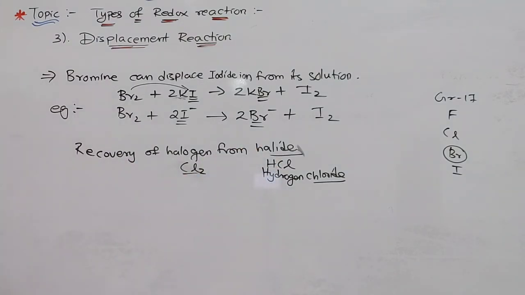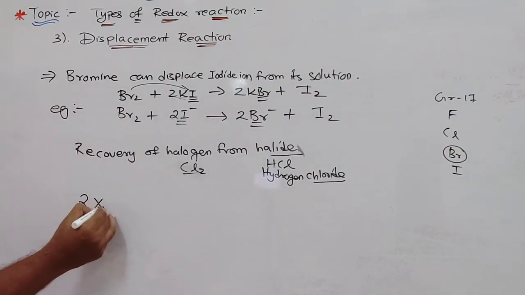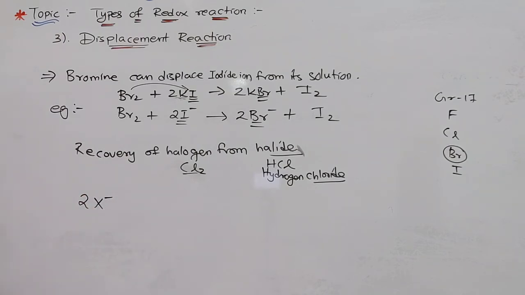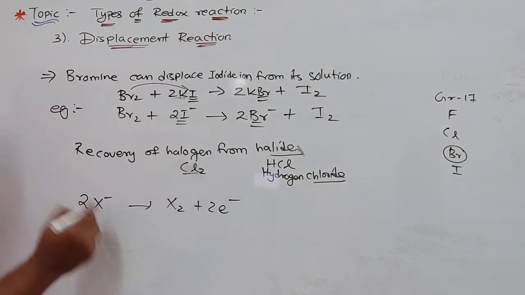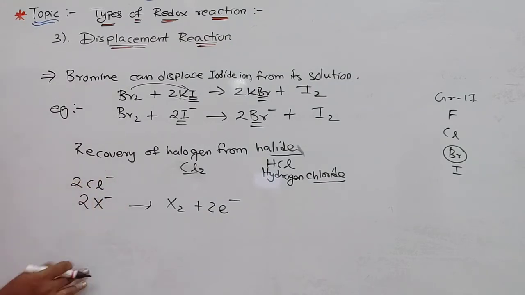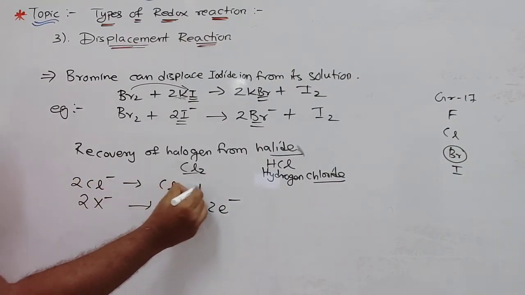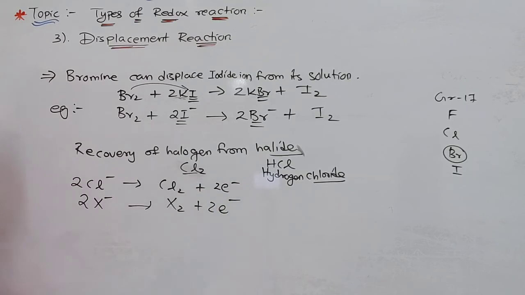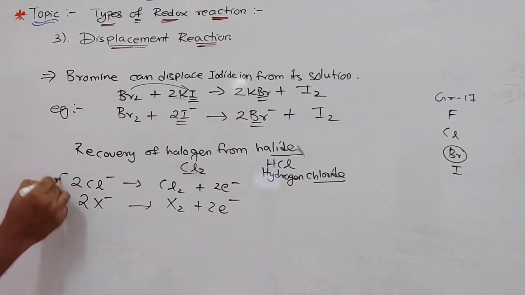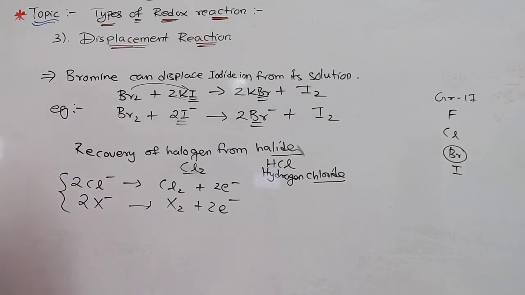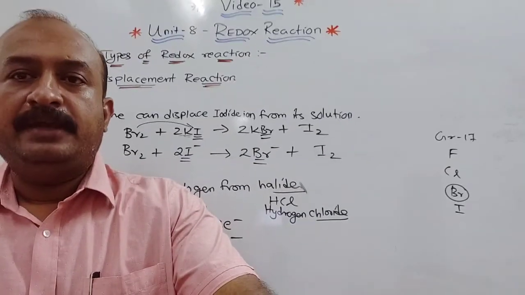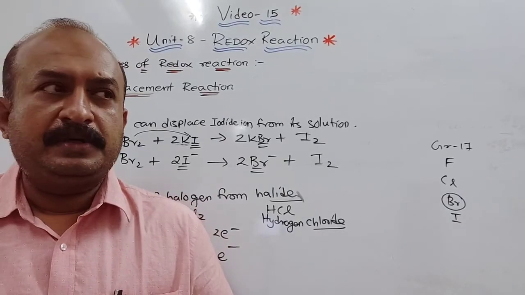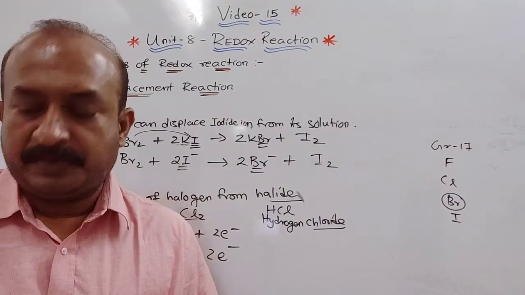Suppose you see the halide: 2X minus gives you X2 plus 2e minus. So if I take 2Cl minus, it gives you Cl2 plus 2e minus. Understood this part? So recovery of the halogen from the halide is given like this. Now this we will be studying in balancing the redox reaction. Two types are there: the oxidation number method and the half reaction method.